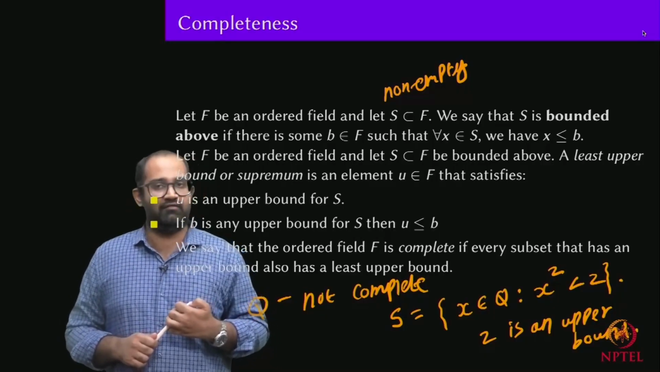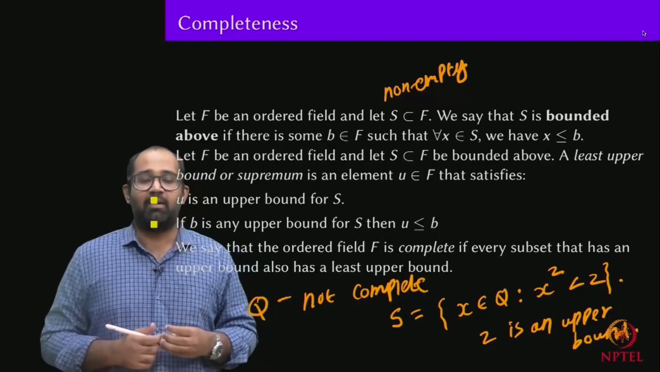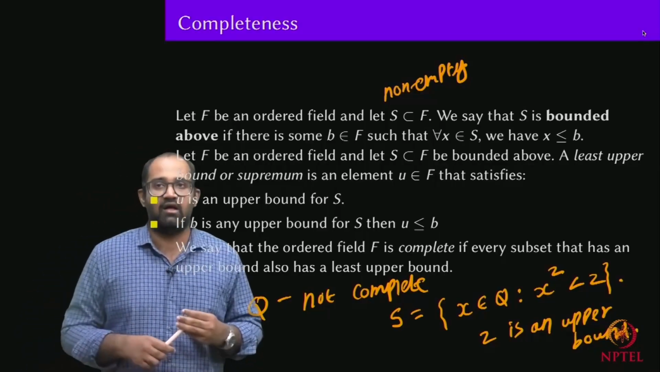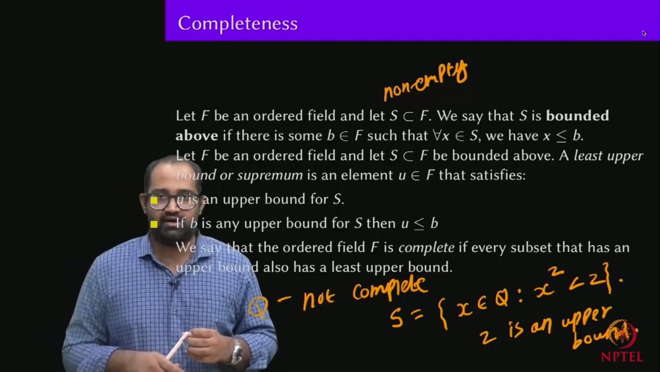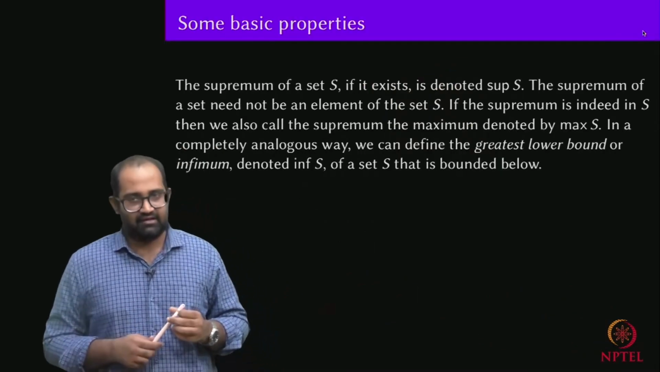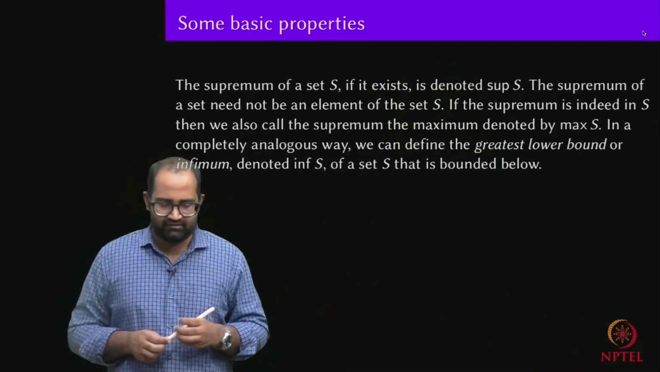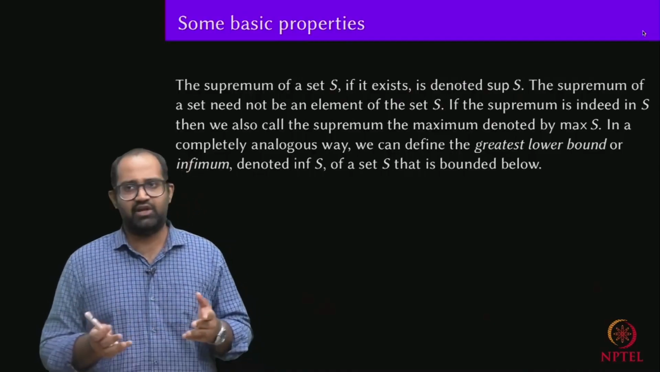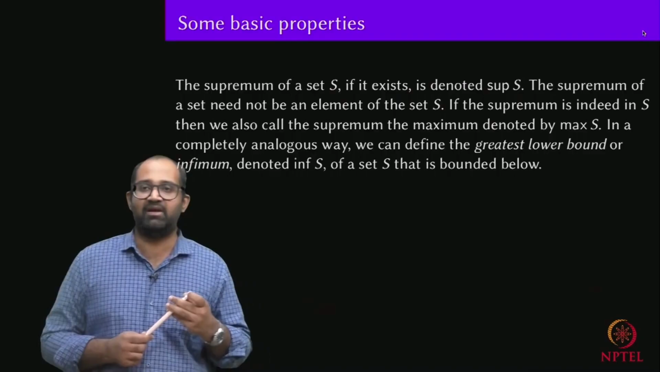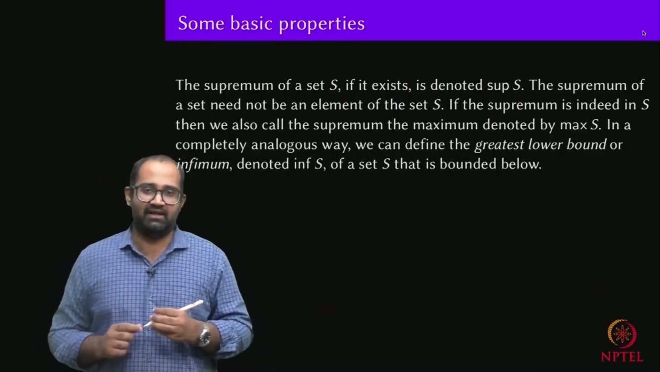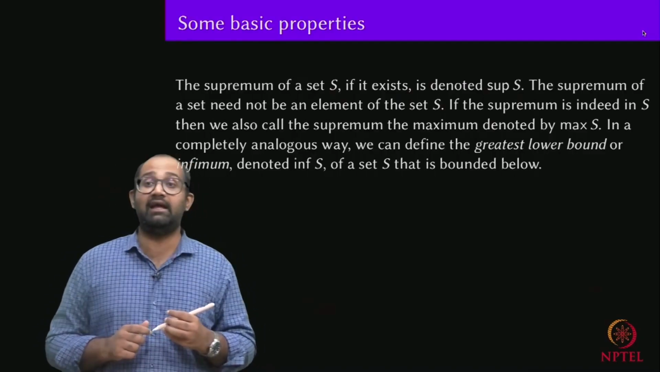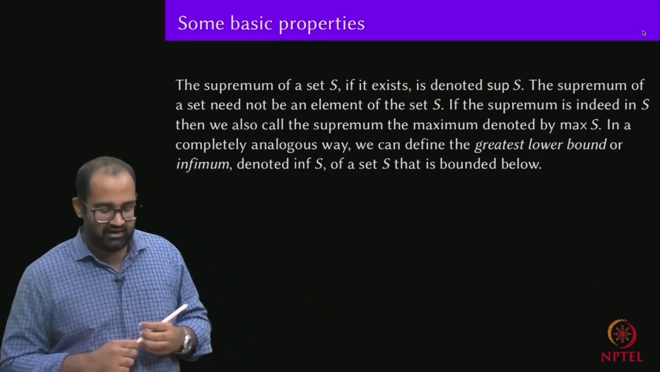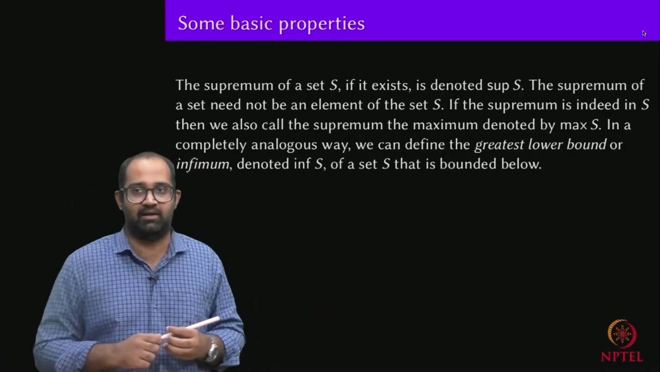Let's go all the way and make the puzzlement go away by trying to understand the consequences of this somewhat complicated looking definition. First, let's see some basic properties. The supremum of a set S, if it exists, we denote by sup S. As I have mentioned many times before, mathematicians are very creative in a lot of ways, but not when it comes to giving names. We give the most bland and straightforward names.